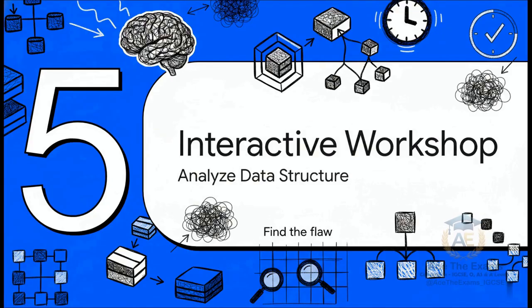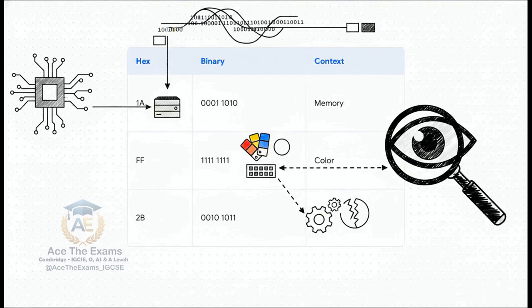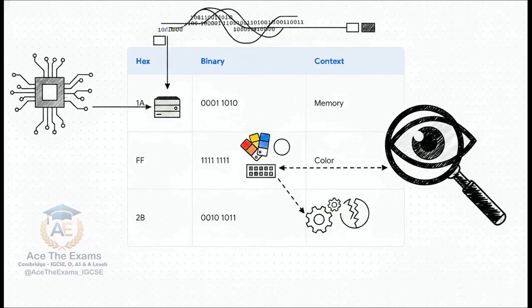Section 5, the interactive workshop. Let's put this into practice right now by extracting data from a complex data structure and finding the flaw in a sample problem. Challenge 1, the data scan. I want you to quickly scan these 3 distinct hexadecimal values, 1A, FF, and 2B. The core challenge here is extracting the trend from their binary representations and mapping them to their contextual applications. Give yourself a mental 60-second timer.